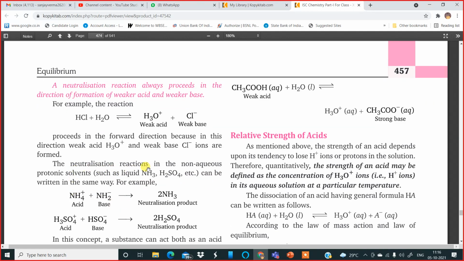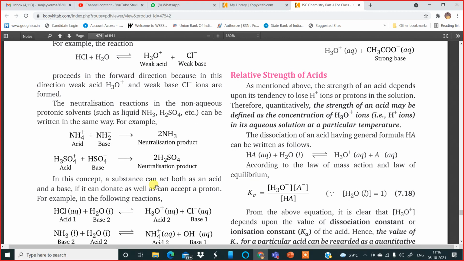The neutralization reaction in non-aqueous protic solvents like liquid ammonia and sulfuric acid can be written in a similar way. See, the ammonia molecule gives the ammonium ion, which is the conjugate acid, and the base from ammonia, NH2 minus, that is amide. It is forming a neutralization product, that is ammonia. So here also is one neutralization reaction. Similarly, H3SO4 plus, an acid, the conjugate acid, and the conjugate base form a neutralization product, that is sulfuric acid.